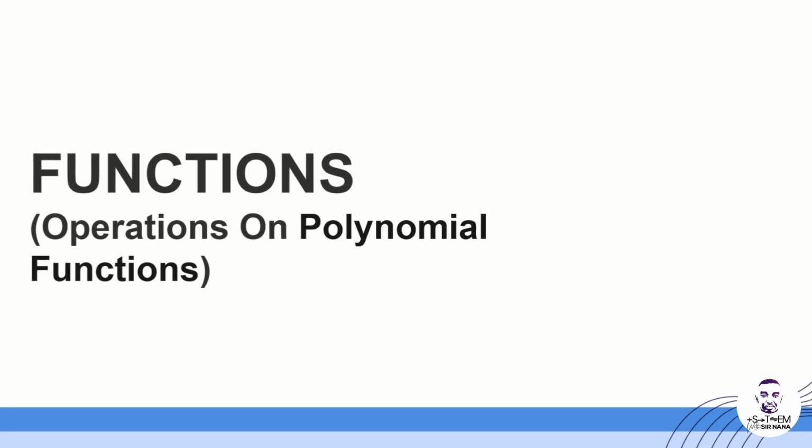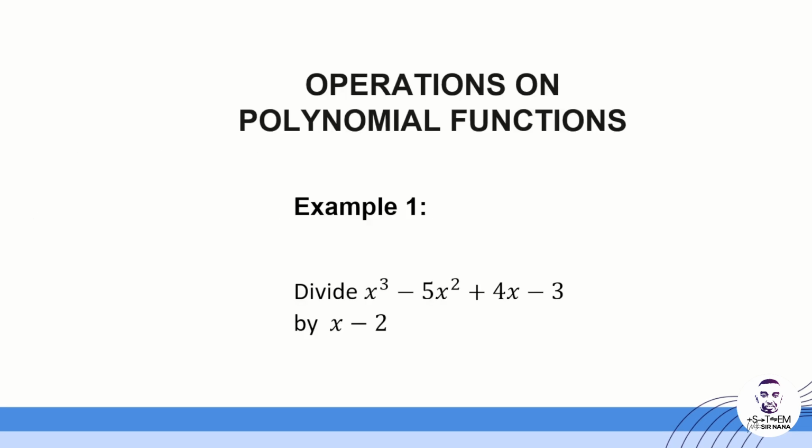Now let's consider an example on division of polynomial functions, and then we will look at how similar this is with what we have just looked at. So the question says divide x cubed minus 5x squared plus 4x minus 3 by x minus 2. So let's perform that division.